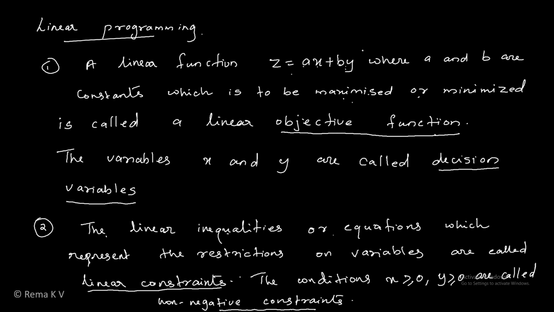See, we are given a function which is to be maximized or minimized subject to certain conditions, and the function to be maximized or minimized is called the objective function. The variables involved in this objective function are called decision variables. The conditions to be satisfied by the variables x and y are called linear constraints, and in all these cases the condition x greater than or equal to 0, y greater than or equal to 0. That means the variables must be non-negative always. Okay, these are known as non-negative constraints.